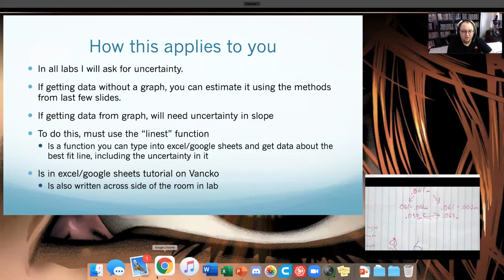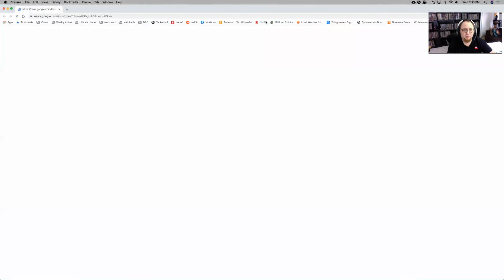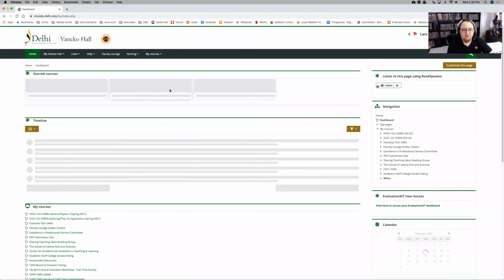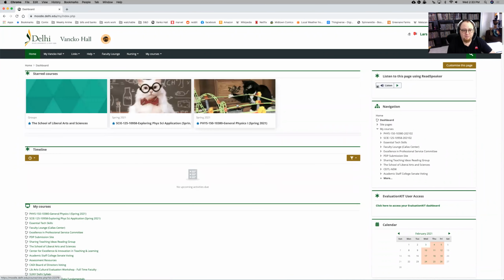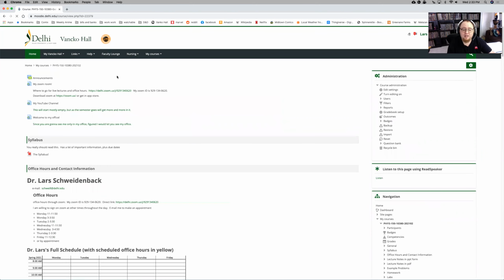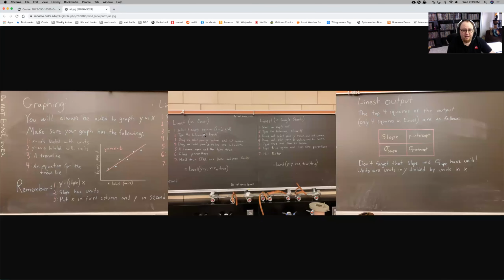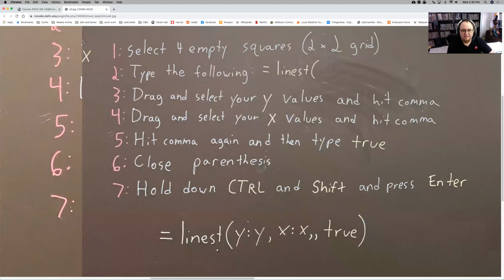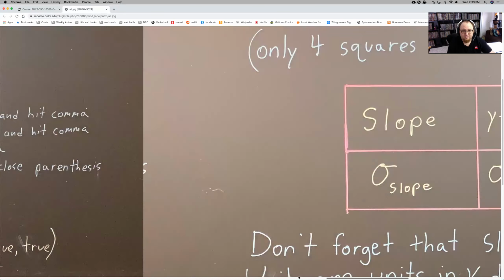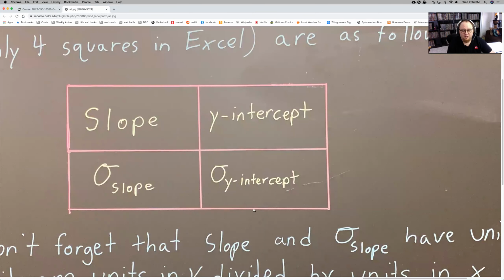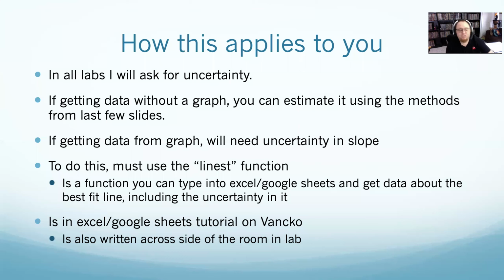Of note also, I don't have Vanco Hall open right now. On Vanco Hall, there was that picture I showed from the side of the classroom, on how to do the LINEST function. This is also printed here. If you click this, it'll get real big and has LINEST in Excel. Oops, LINEST in Google Sheets, and what it all means. So you can get it right from there. But I'm going to kind of show you now anyways.